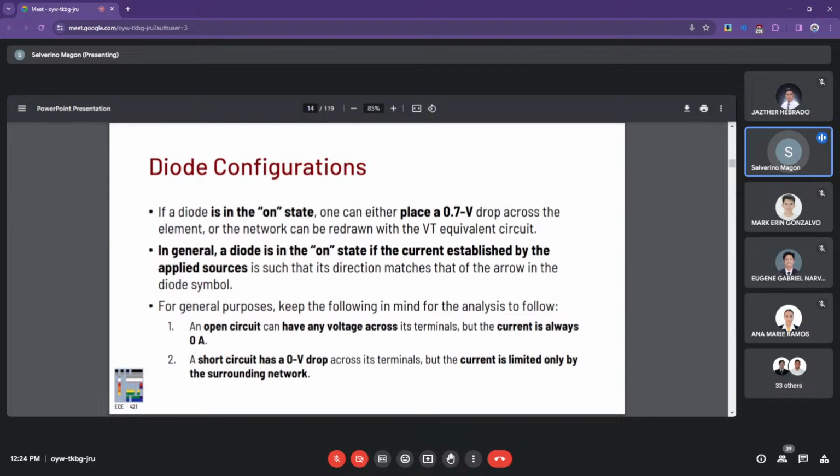So we can see a diode is in on condition if we apply a 0.7 potential across the element, and that an open circuit can have any voltage across its terminals, but the current is always zero, and the short circuit has a drop of 0 volts across its terminals, but the current is limited only by the surrounding network.